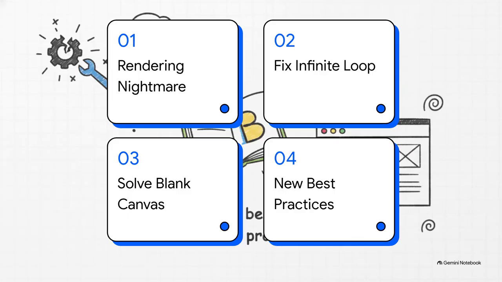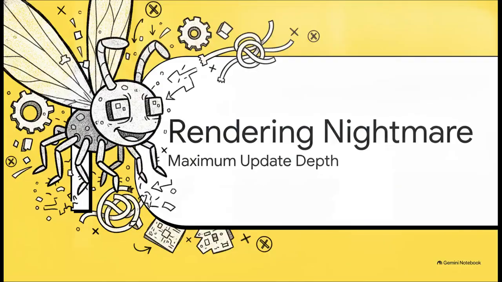So, here is our roadmap for today. We'll start with Section 1, the Storybook rendering nightmare. Then, Section 2, fixing the infinite loop. Section 3, solving the blank canvas. And finally, Section 4, the new best practices. Let's get right into it with Section 1, the Storybook rendering nightmare.